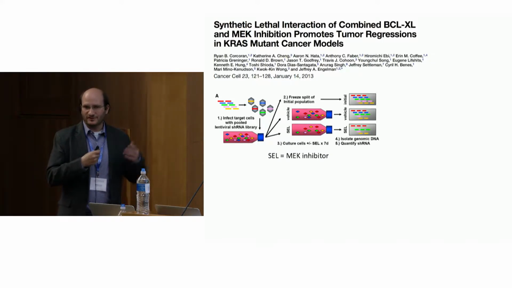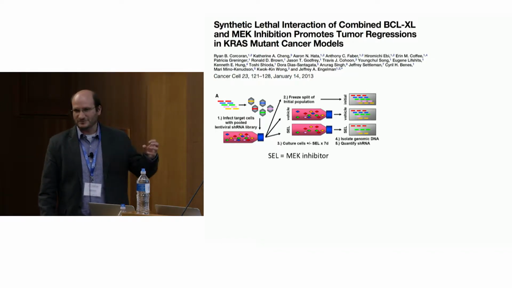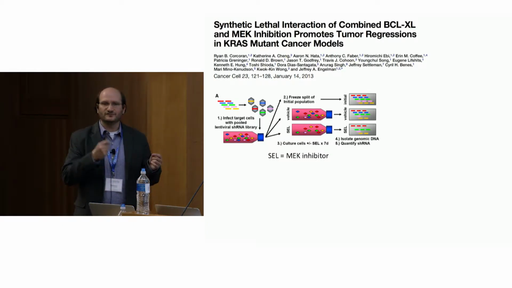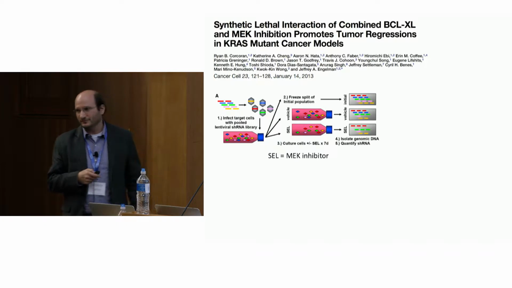So MEK inhibitors have been this powerful therapeutic that have been used in some cancers. They almost always fail because the cancer finds another way around it. And so this was a synthetic lethal screen to try to find combinations of second targets that would help a MEK inhibitor to kill KRAS mutant cancer cells, which in general are thought to be undruggable.